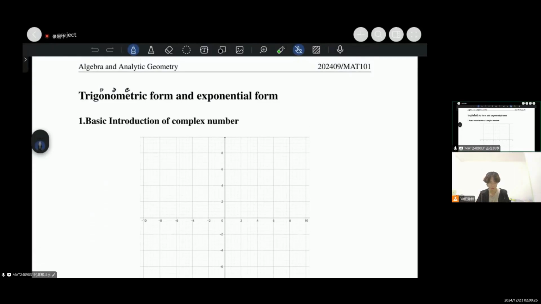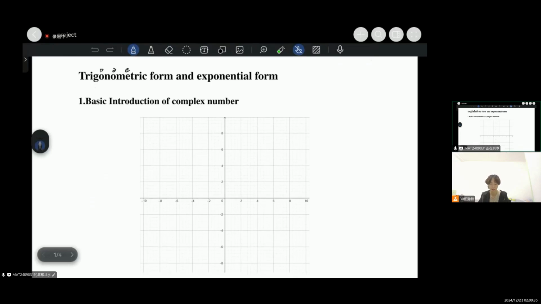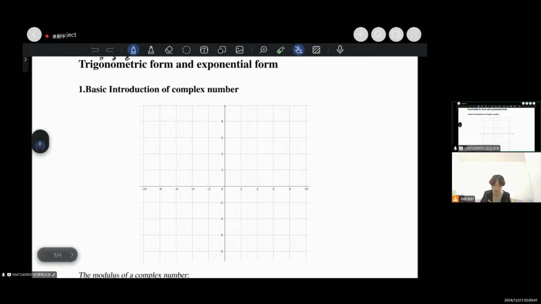Today I will introduce a trigonometric form and exponential form to you. And at first, I will give you some basic introduction of complex number. Take for example, z equals to 2 plus 4i.